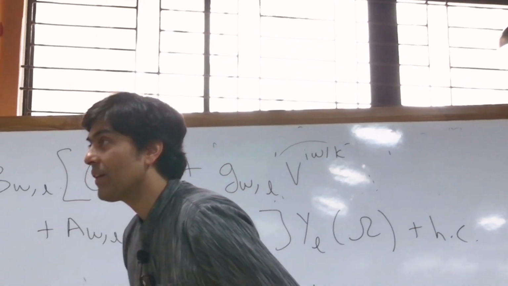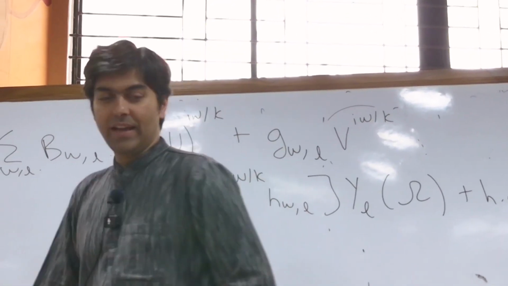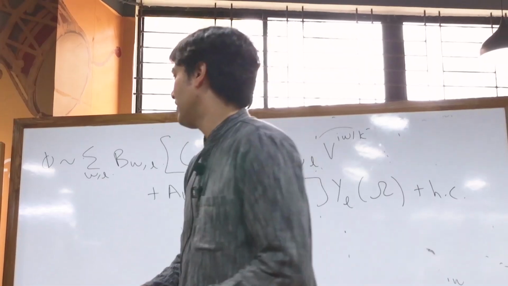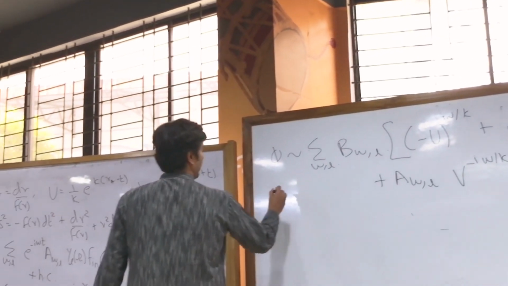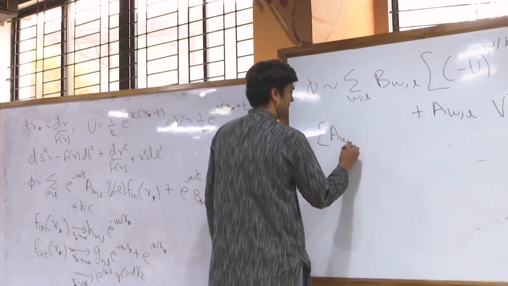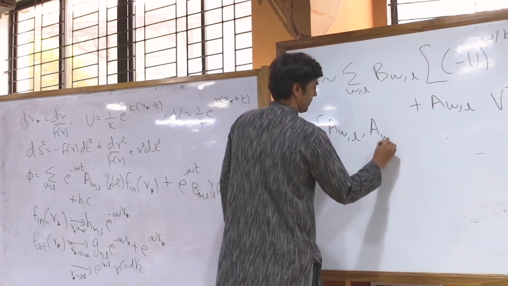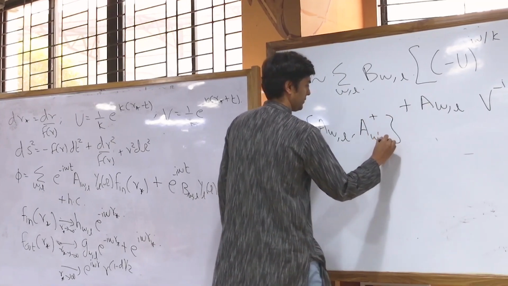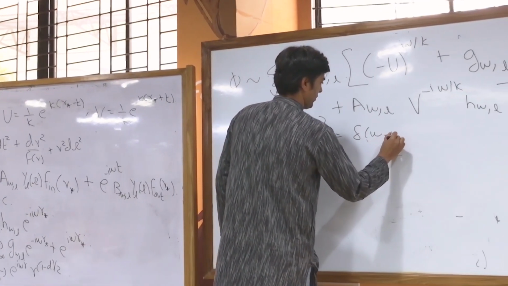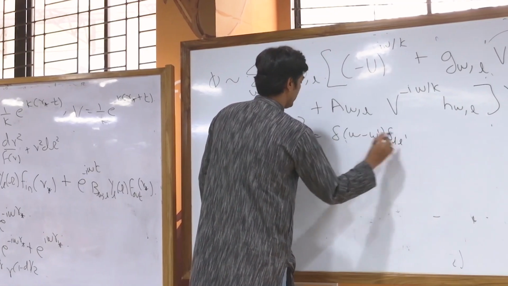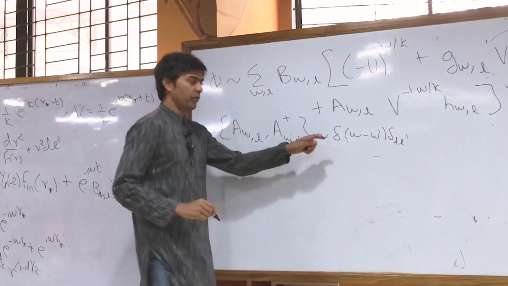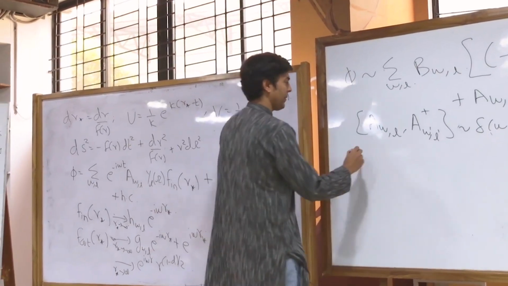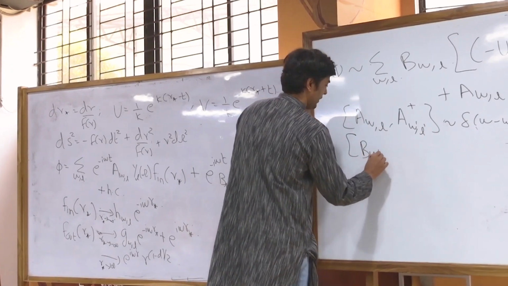What is not quantized? The field is quantized. I now only have to impose some commutation relations which I haven't written down. But what I need to impose is the following. I'm going to put a tilde here because I haven't kept track of constants, so you might get a factor of 2 pi or whatever. That doesn't matter. And similarly for B, the field is now quantized.